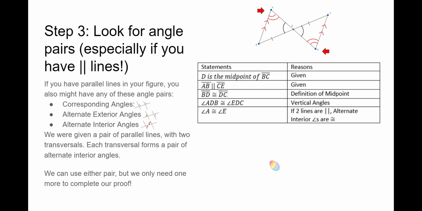We actually have two pairs of alternate interior angles in this picture. Angle A and angle E are alternate interior angles. Angle B and angle C also would work as alternate interior angles, but we only needed one more pair to complete our proof, so I didn't bother putting the additional pair.